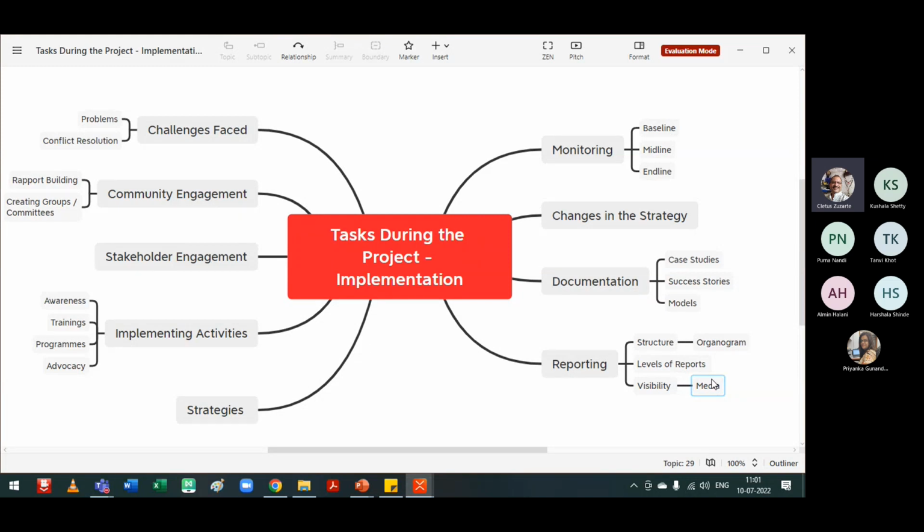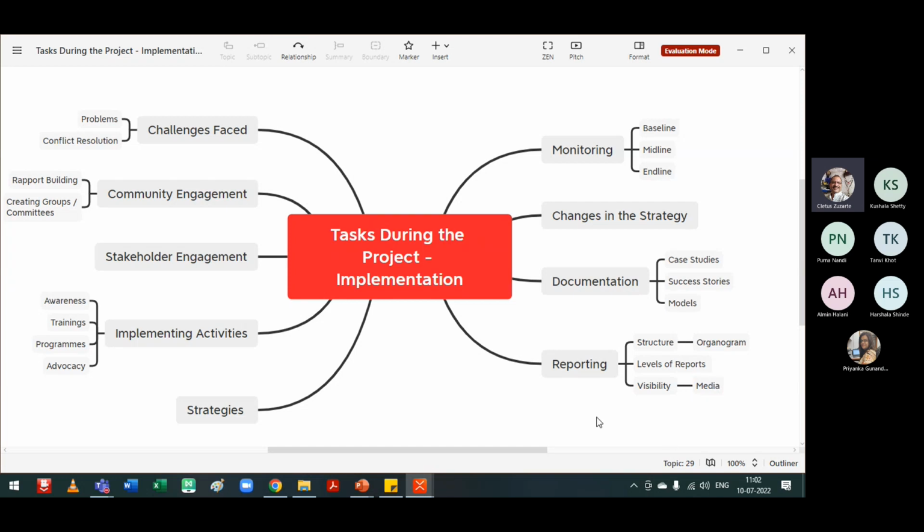In reporting, you could look at what is the structure of your reporting. Do you have meetings? Do these include core group meetings, management level meetings, mid-management level meetings, and field staff meetings? What is the periodicity of those meetings, and at what time do those meetings take place? These need to be put into place.